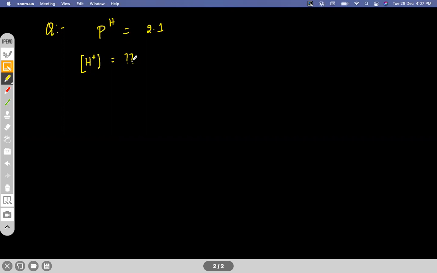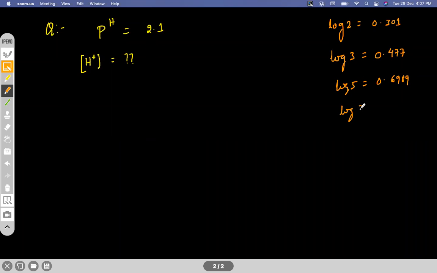Like I said last class also, the log values you have to memorize, like log 2, log 3, log 5, at least these three. I'll give you all these values here. The value of log 2 is 0.301. Log 3 value is 0.477. Log 5 is 0.6989. And log 7 is 0.845. This is the exact value we have. But for calculation, sometimes we also assume this to be 0.48, or this is almost equal to 0.70. We can do that assumption.